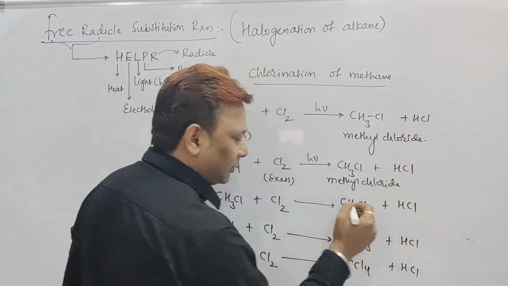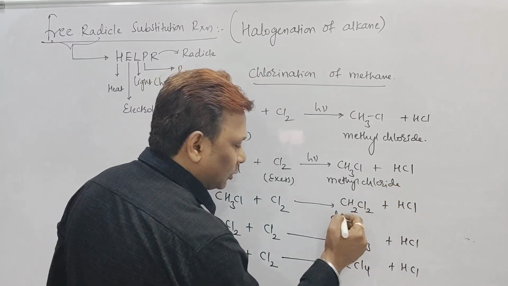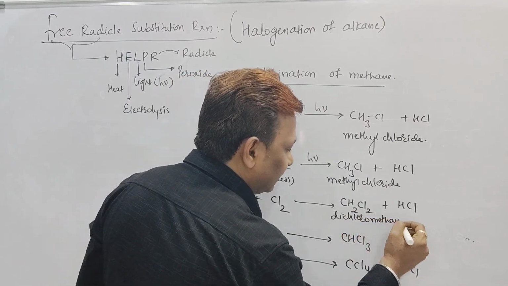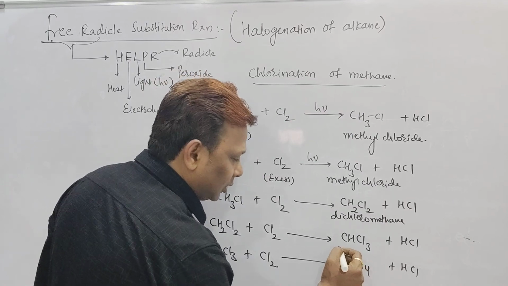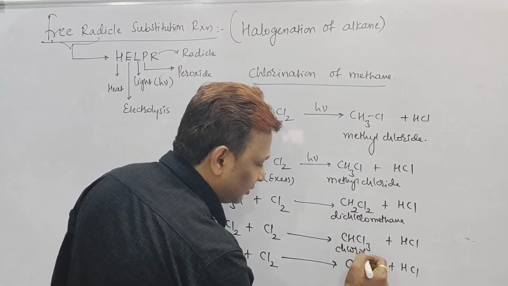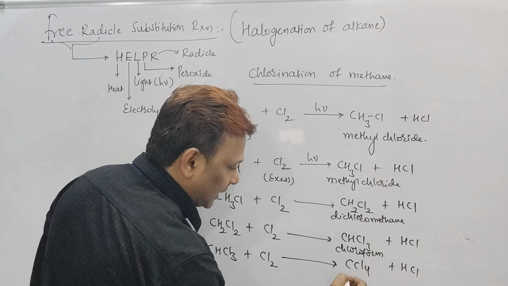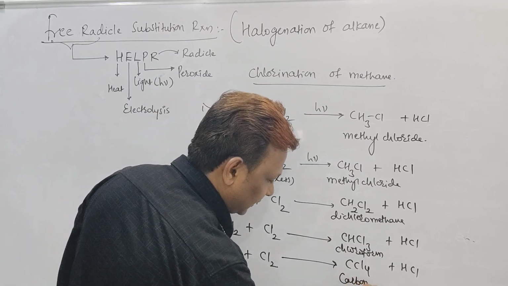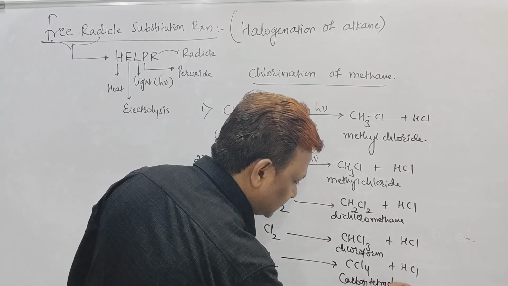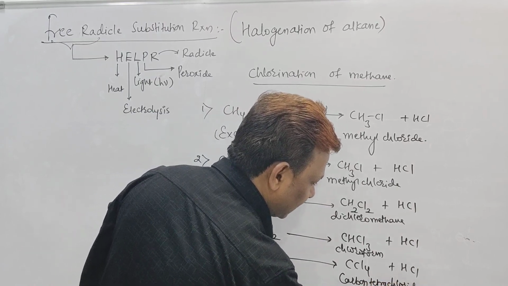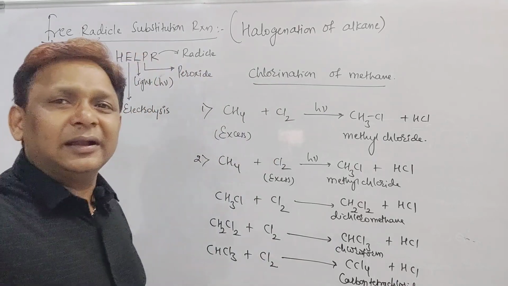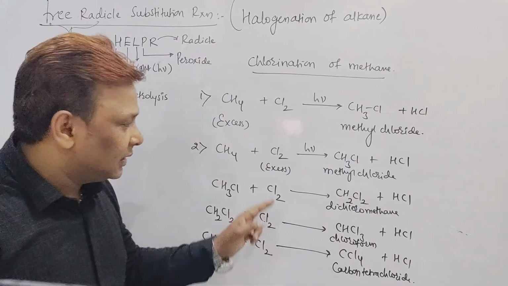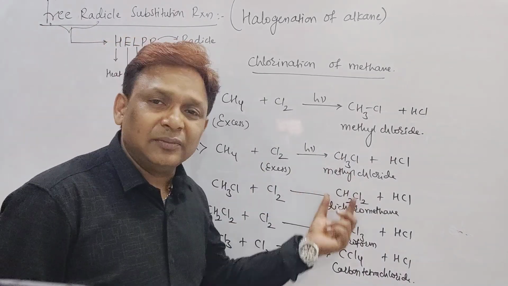The second product is dichloromethane. The third product is chloroform. And the last one we got is carbon tetrachloride. These four products were obtained because in this case our chlorine is in excess, so we are getting more than one product.